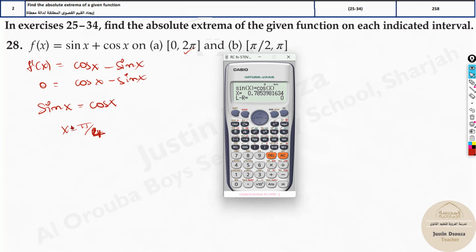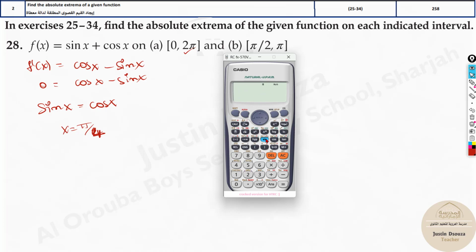But this is actually pi by 4. Look here. If I solve pi by 4, I'm getting this answer. It is 0.785. So the problem is if you get 0.785, you won't know what exactly it is, right? So I'll quickly clear the calculator.